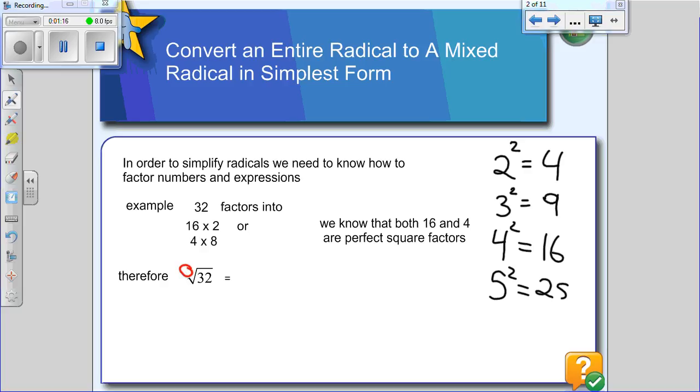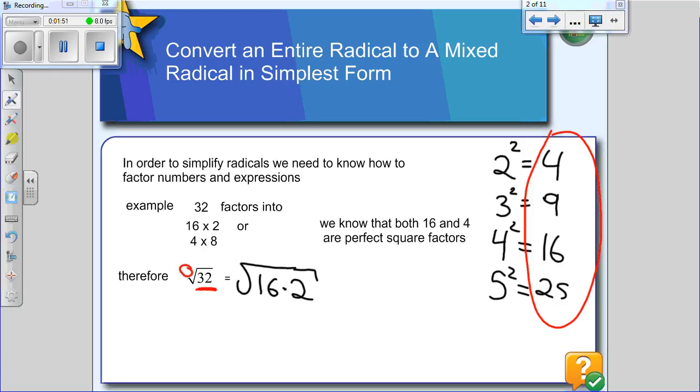Okay, what do we use that chart for? Yeah, we want to find the largest one of these that factors into that number. 16 is the largest one. So we would take the square root of 32 and we would rewrite it to be the square root of 16 times 2. Because 16 times 2 is just 32. We didn't change anything. Didn't do anything crazy.